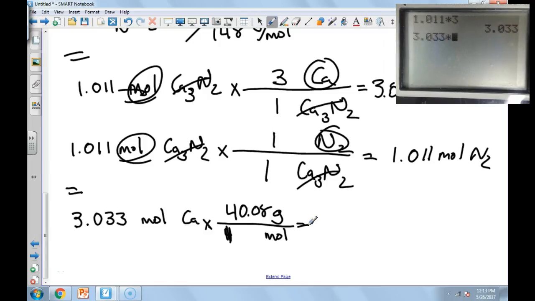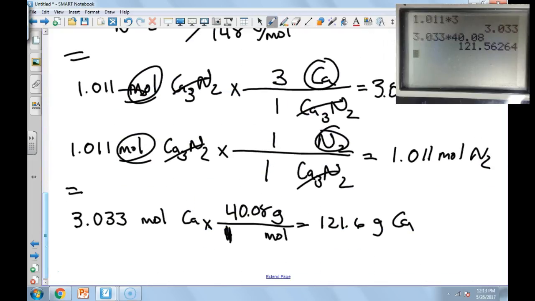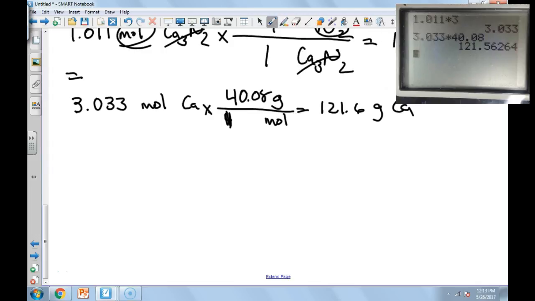So 3.033 times 40.08. Okay, and that's going to equal 121.6. Now, this is a final answer, so I'm going to use 4 significant figures because that's how many are in our sample problem. So that's grams of calcium. So I will write that here as well. I'll put it in green just so it's not confused, but that's 121.6 grams right there of calcium. We do a similar calculation to find out how many grams of nitrogen we have. Okay, so we'll do that.